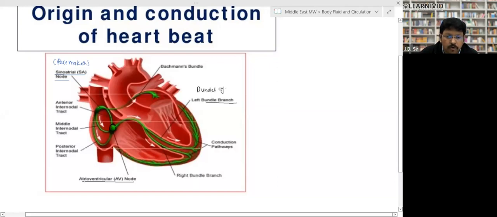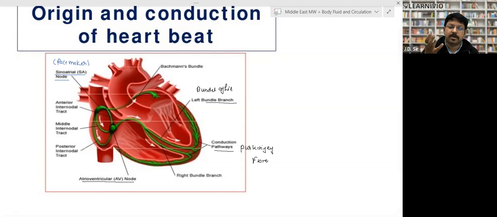Bundle of His is the main wire in our heart, and it spreads into the right and left parts of the heart. These branches, or wires, are the conduction pathway. They are called Purkinje fibers. Purkinje fibers spread the charge. When the charge spreads, the heart gets shocked and expands, then contracts itself, expands, contracts itself, right? That's how the conduction of the heartbeat takes place. Did you get my point?